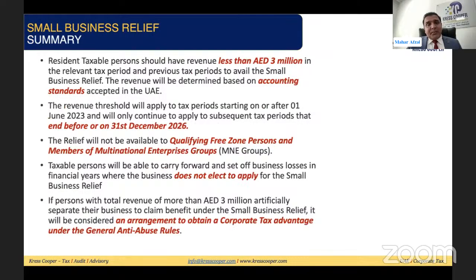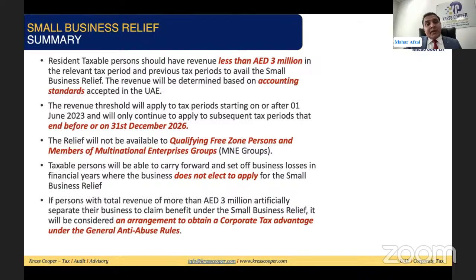Losses for the current period cannot be carried forward. For the previous period, losses cannot be adjusted in the period in which the entity is claiming the small business relief. The same treatment will be applicable for the interest as well. This small business relief will not be applicable to a qualifying free zone person. It will not be applicable to the M&E group. We have discussed that the M&E group has a turnover of around 3 billion, so this will not be applicable to it.